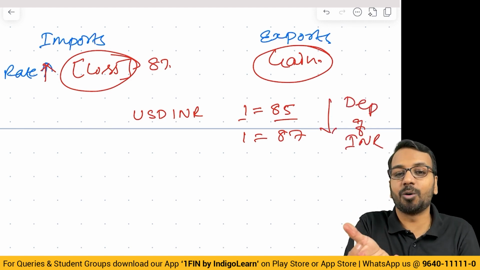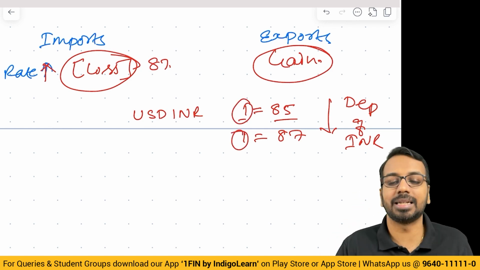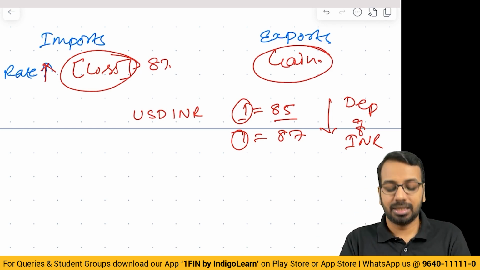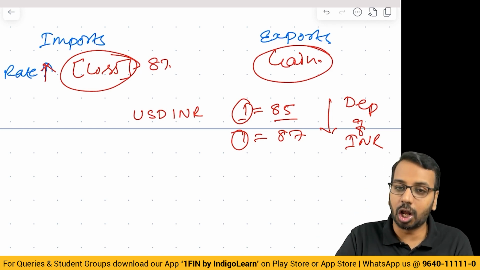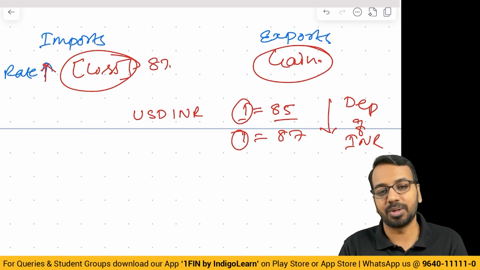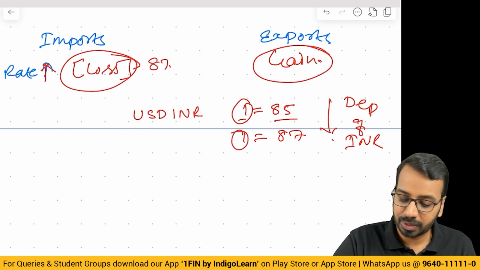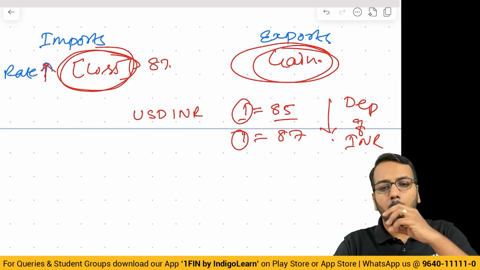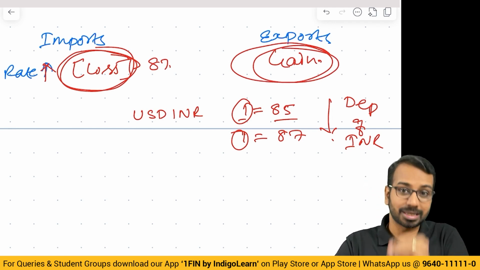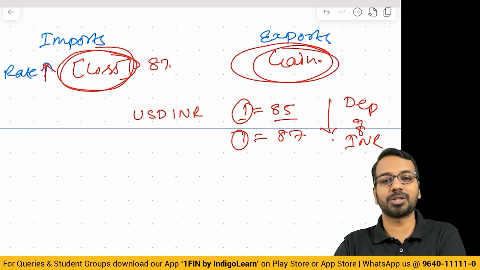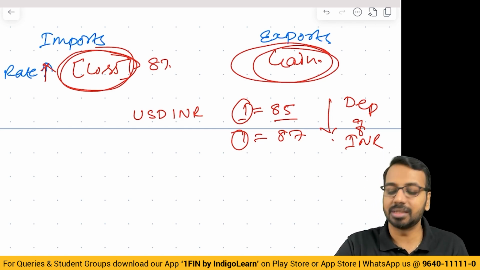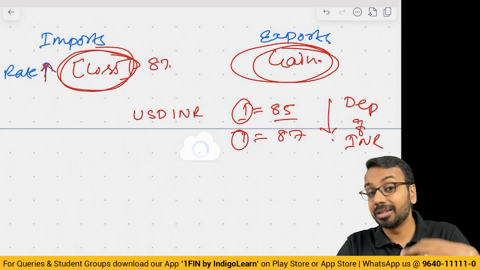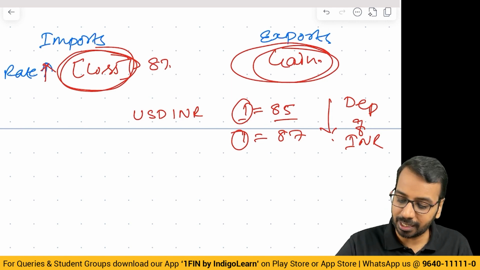Sir, but the value is increasing. No, value is not increasing. Value of dollar is increasing. Earlier, $1 was 85. Now, $1 is 87. There is an increase in the value of dollar. Dollar is appreciating. Our currency is depreciating. If at all there is depreciation, there is a loss for importers and gain for exporters. So that is why you will see all these export companies, Infosys, TCS, all the service-based companies who have a lot of exports, they are happy when the currency depreciates. All the importers, we import oil, we import other items, they are sad when the currency depreciates, right? That is the first thing.